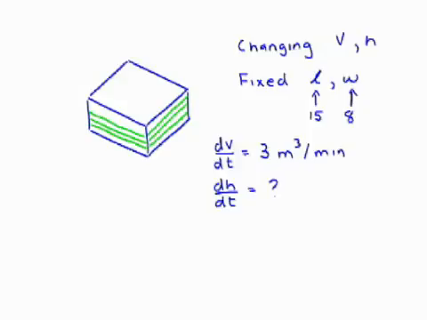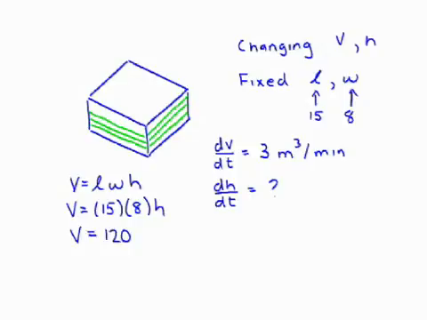So that's our unknown. Well, the next thing we need to do is find an equation that relates volume, length, width, and height. Well, we know for a rectangular-based prism that the volume is equal to the length times the width times the height. So I write that equation down. Now, because our length and our width are fixed, and only because they're fixed or constant, can I substitute 15 in for the length and 8 in for the width. So I end up with V is equal to 15 times 8 times h, which then, when expanded, gives me V is equal to 120h.